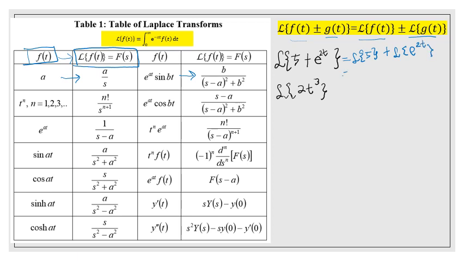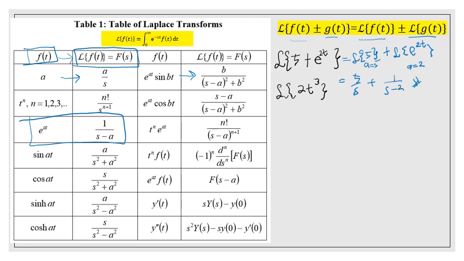So Laplace of 5. 5 is a constant, so we refer to the table for the constant formula, which is a over s. Based on this, we have a equal to 5, so we just substitute the value. We have 5 over s, plus, for the exponent 2t, from the table we can refer to this formula. We need to define a, and a in this case is 2. Substitute into the formula 1 over s minus a, so s minus a equals s minus 2. We just substitute the value of 2.